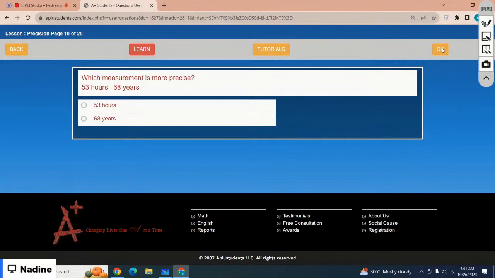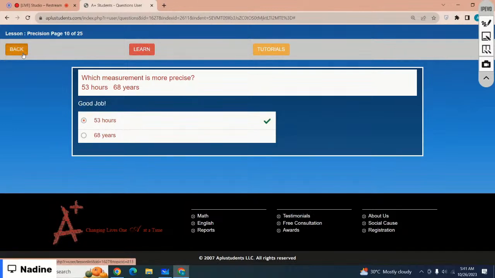Which measurement is more precise, 53 hours or 68 years? Which is the correct option? The correct option is 53 hours, right? Because hours is smaller than the year. So the correct option is 53 hours. You can complete the lesson by yourself later today.